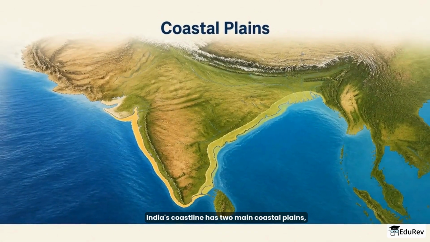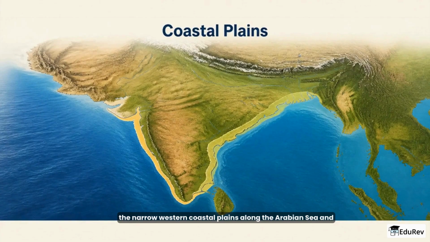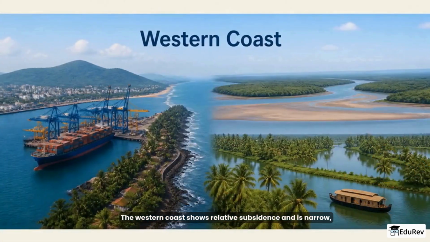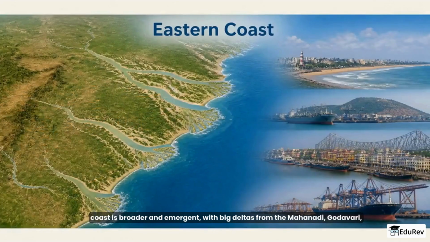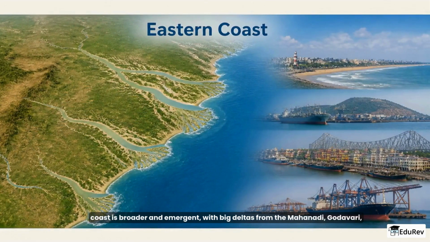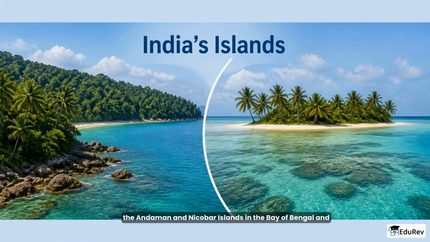India's coastline has two main coastal plains, the narrow western coastal plains along the Arabian Sea and the broader eastern coastal plains along the Bay of Bengal. The western coast shows relative subsidence and is narrow, ideal for ports such as Kandla, Navasheva, Marmagao, Mangalore, and Cochin. Rivers here form estuaries, backwaters, and kayals. The eastern coast is broader and emergent, with big deltas from the Mahanadi, Godavari, Krishna, and Kaveri, and important ports such as Chennai, Vishakhapatnam, Kolkata, and Paradip. India also has island groups, the Andaman and Nicobar Islands in the Bay of Bengal and the Lakshadweep Islands in the Arabian Sea, each with distinct environments.